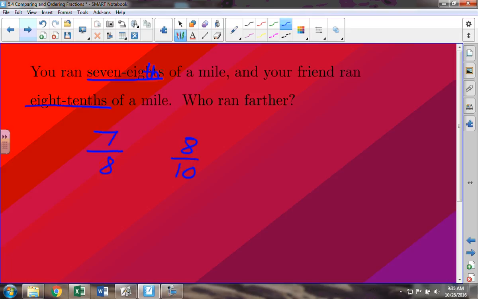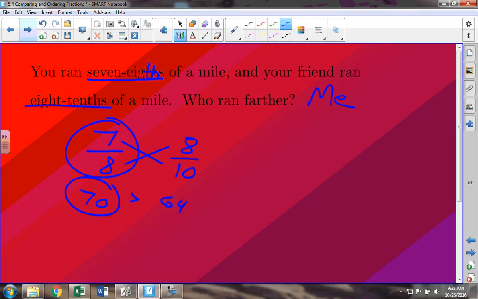Well, again, we'll just compare the two fractions. 7 times 10 gives you 70. 8 times 8 equals 64. And since 70 is bigger than 64, that means 7/8 is more. So who ran farther? The friend. 7/8 is more than 8/10. And we're done.